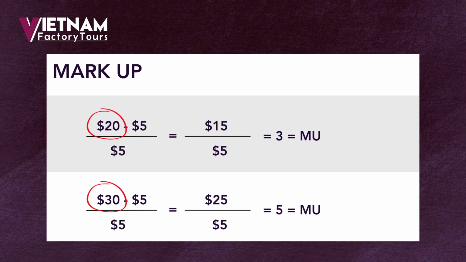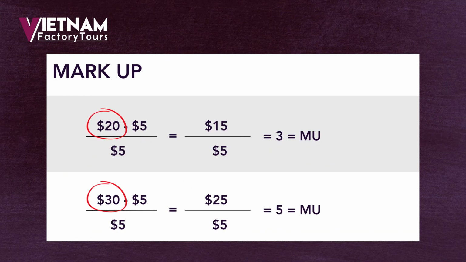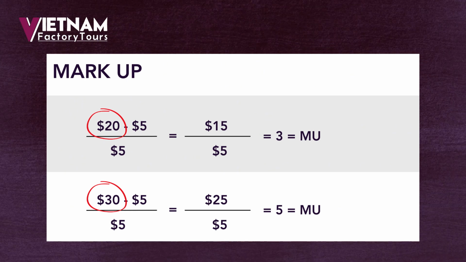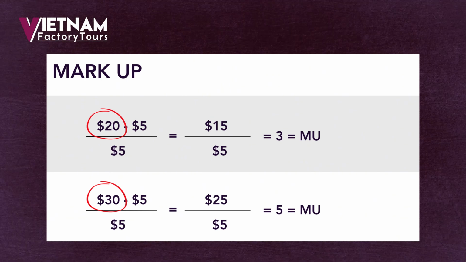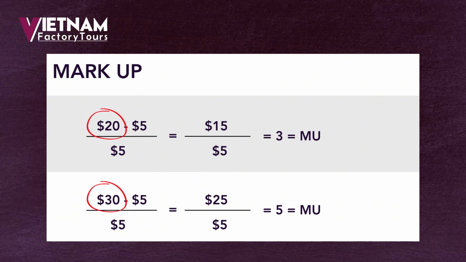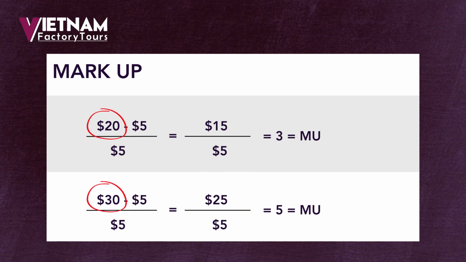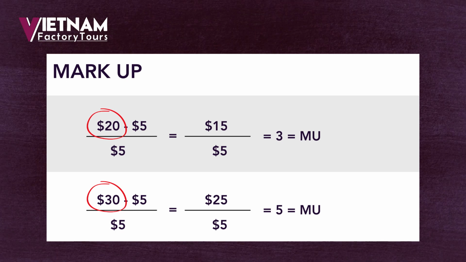Let's look at some examples. In the top example, let's say your sale price or your retail price is $20 and your cost of goods sold, your factory target price, is $5. That's 20 minus 5 divided by 5, which is 3. So your markup is 3. Or if you're selling that same t-shirt for $30 and your cost of goods sold is $5, that's 25 divided by 5 and your markup is 5. And again, this is a business decision.